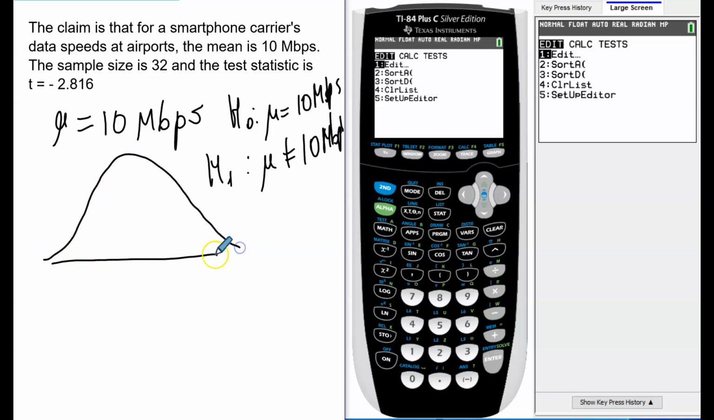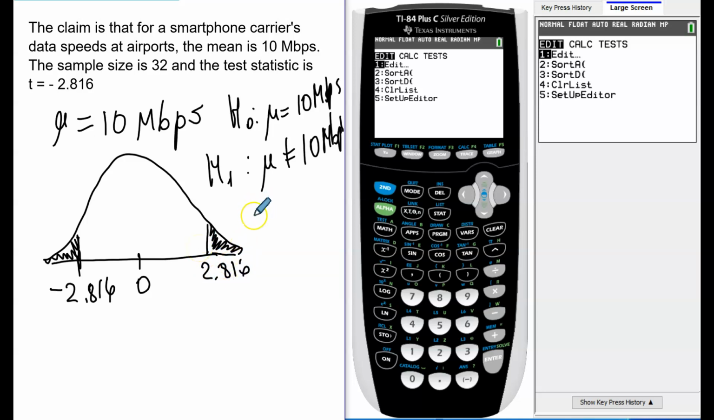This is our t distribution, which is pretty close to the normal distribution with the zero in the middle. The alternative hypothesis has a not-equal sign, therefore our p-value is going to be located in two tails. We're given the t-statistic on the left side. The t-statistic here is negative 2.816. On the right side, we can assume it's going to be the same value, just positive.